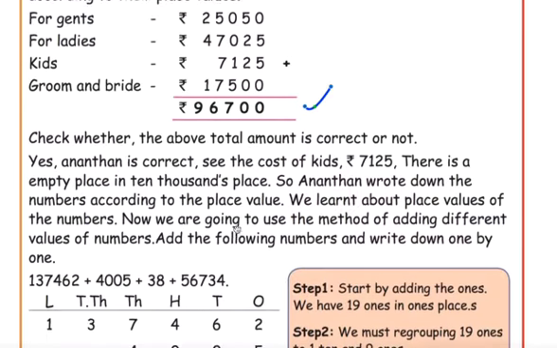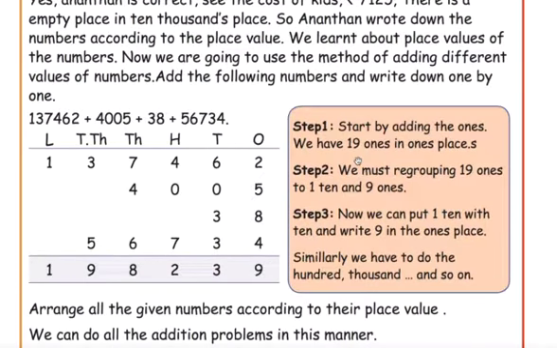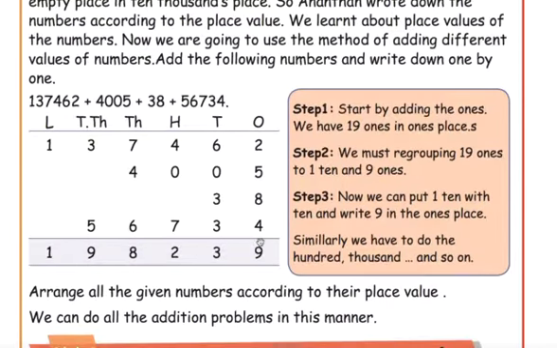Now we are going to use the method of adding different values of numbers. Add the following numbers and write them down one by one. Okay, this is 1,37,462, 4,005, 38,56,734. See, the places are given here. You have to fill according to the place value. Now add them up.